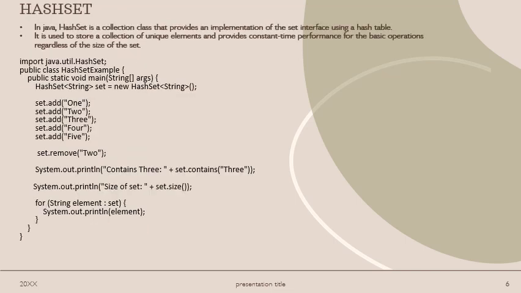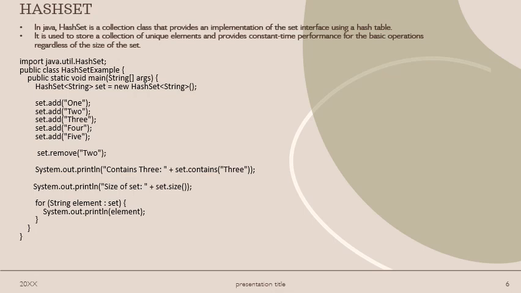It is HashSet. HashSet in Java is a collection class that provides an implementation of the Set interface using a hash table. It is used to store a collection of unique elements and provides constant time performance for the basic operations regardless of the size of the set. So we can see here, first we're going to import java.util.HashSet. Then we're going to take an example, that is HashSetExample, as a class name. Then the main function.